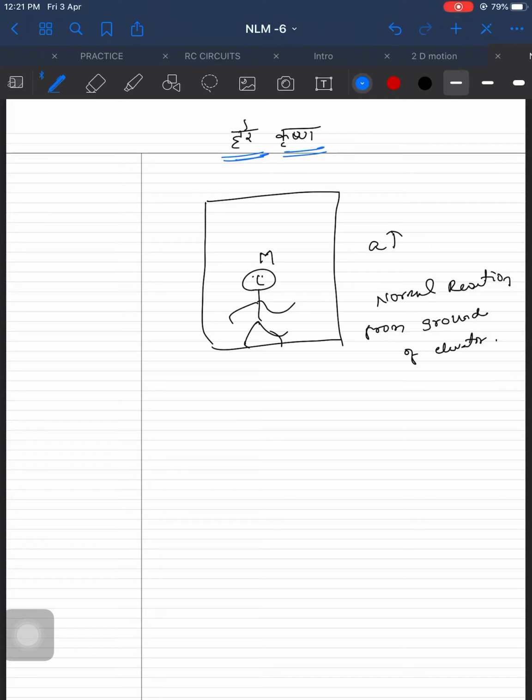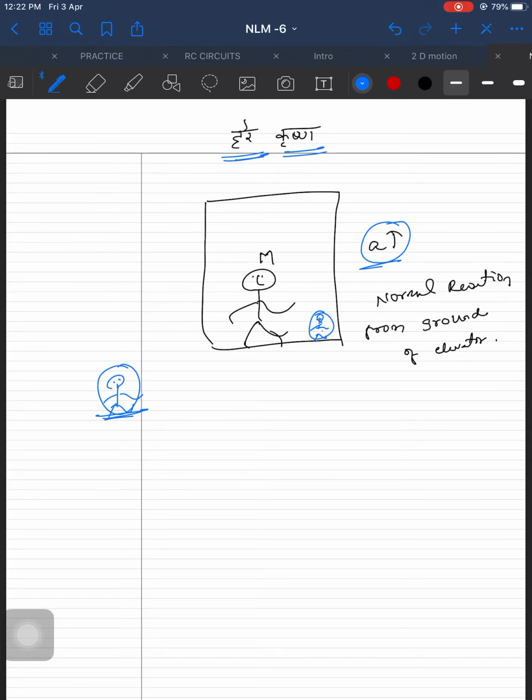Okay. When we solve, now see, this is a non-inertial frame of reference. So we can solve this problem in two ways. One person is standing on the ground and another is standing in the frame of reference of the elevator. When the person is standing on the ground, the man appears to be moving upwards. But when the reference is the elevator, the man appears to be at rest.